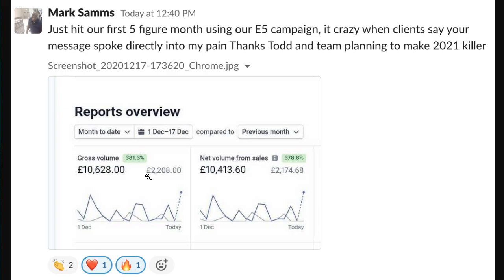In the previous month, he made 2,208. He's got 10,628 this month. That's a growth of 381.3%. And this is net volume versus gross volume. It's all real and it's explainable. But in a glance, someone looking at this, they're not really going to understand what this chart is saying, and then they're going to have to think, and you might lose them there.